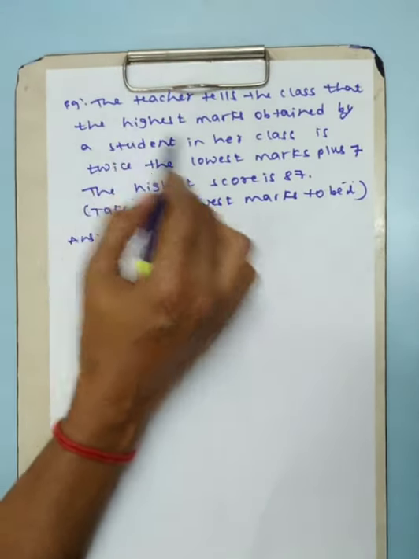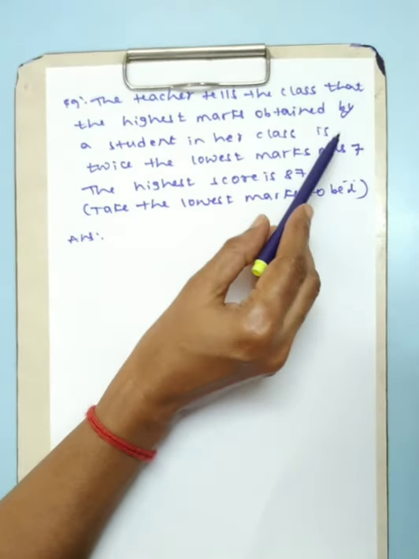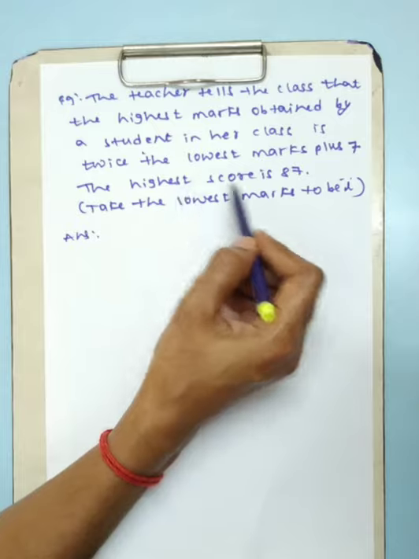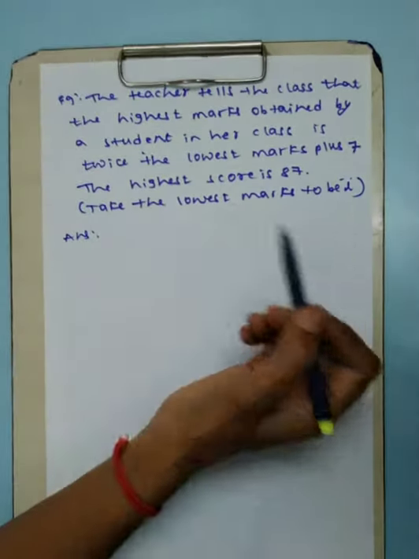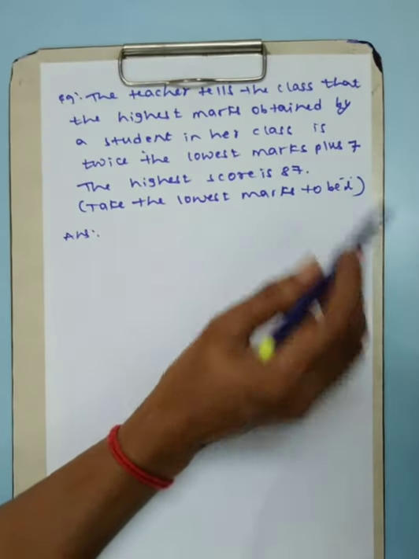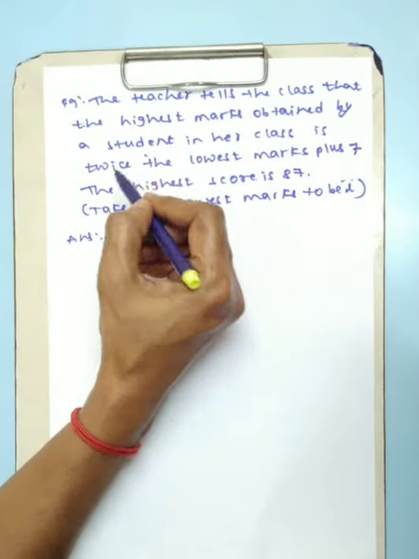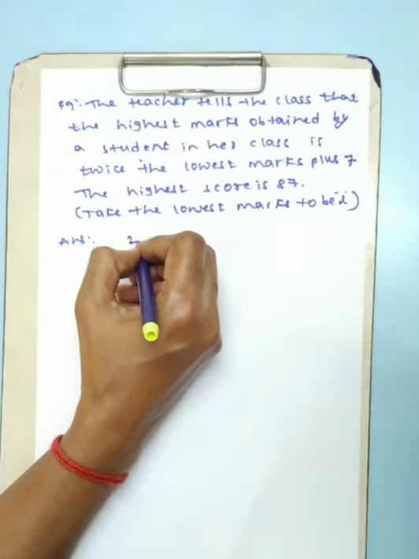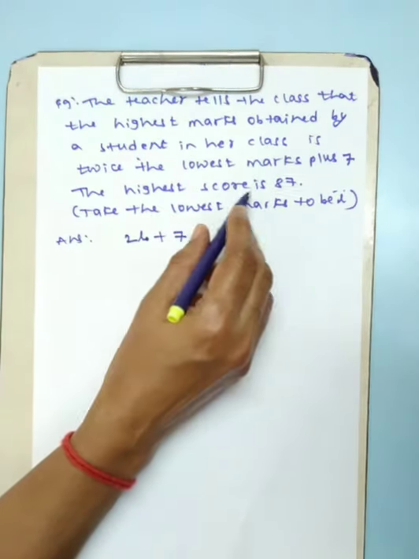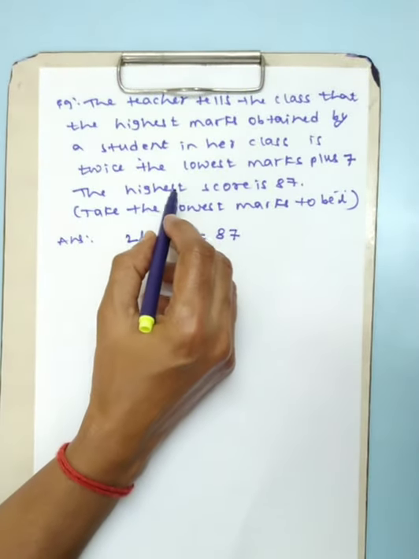Let us discuss one more example. Again you have to write the equation for this statement. The teacher tells the class that the highest marks obtained by a student in her class is twice the lowest marks plus 7. The highest score is 87. Twice means 2 times. Here the instruction is given. Take the lowest marks to be L. So you have to use the unknown L only. Now let us write the equation. The highest mark is twice the lowest marks, so 2 times the lowest marks plus 7 gives 87. That is, the highest score is 87. So therefore the equation for this statement is 2L plus 7 is equal to 87.